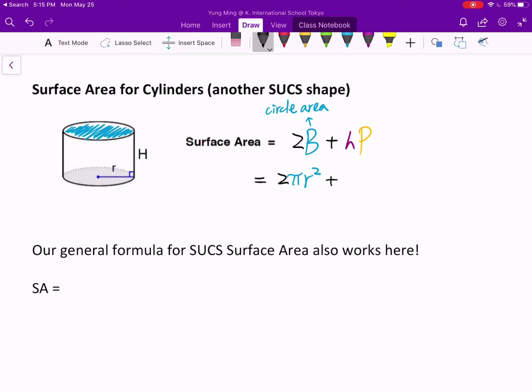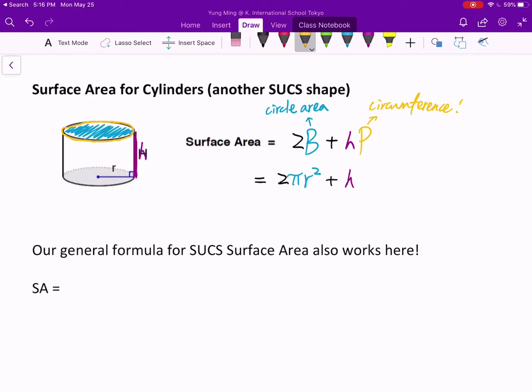And then we need to add the hP. In this case, what is my h? Well, my h is nothing really special. It's basically just my h. In this case, it's capitalized, but we will just write the lowercase h over here. So nothing different in this case. But what is our P in this case? Our P is basically the perimeter of the circle. We actually have a very special name for the perimeter of a circle. We call that the circumference. So in this case, the B actually means the circle area.